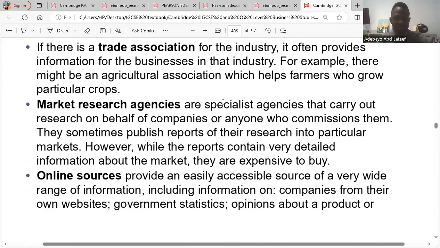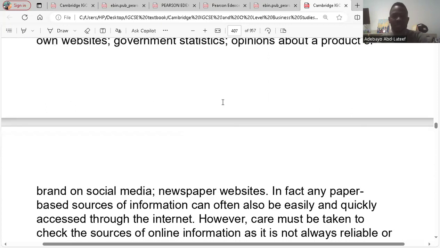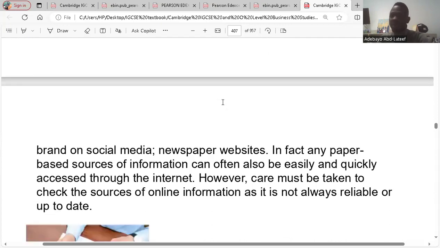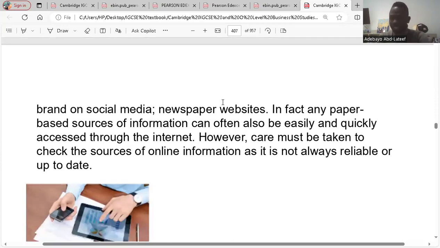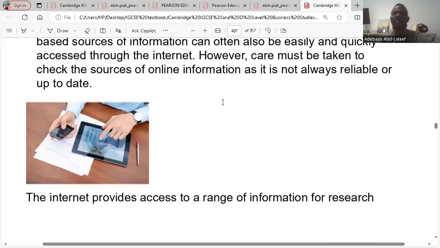Online sources provide an easily accessible source of a very wide range of information, including information on companies from their own website, government statistics, opinions about a product or service on social media, newspaper websites. In fact, any paper-based sources of information can often also be easily and quickly accessed through the internet. However, care must be taken to check the sources of online information as it is not always reliable and up to date. So the internet provides access to a range of information for research.